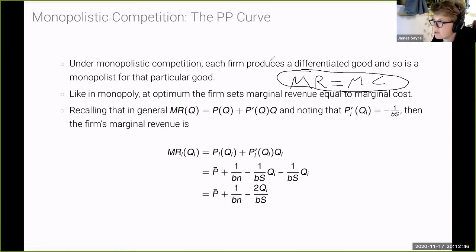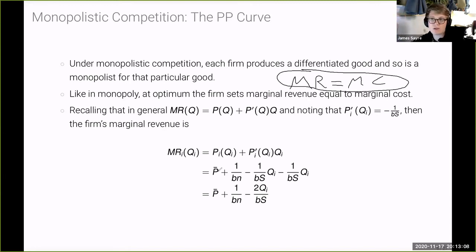Notice that in perfect competition, this rule is also the same. It's just that price in perfect competition is equal to marginal revenue. But with market power, that's not necessarily the case. And so what we're going to do is go back.